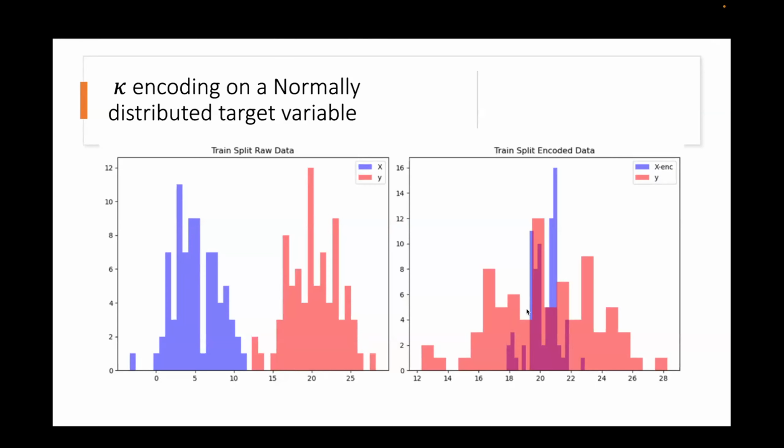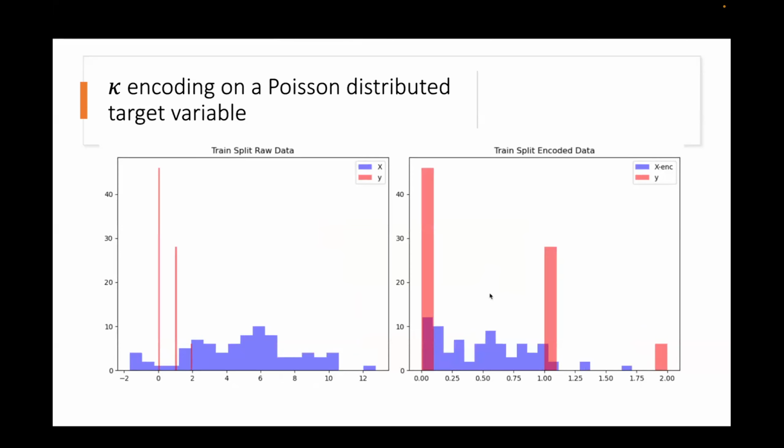Now, on the encoded data, which is on the graph on the right, you'll see that it has moved the features to be centered around a similar mean, and has also done some level of compression. Whereas this was ranging from 0 to 10, it's now ranging between 18 and 22. So it's actually compressed the data a little bit. The way the kappa algorithm works is by maintaining the important parts that would map these X features to the Y features. Similarly, if we draw from a Poisson distribution for the target, you'll see it redistributes the X features to look sort of Poisson.